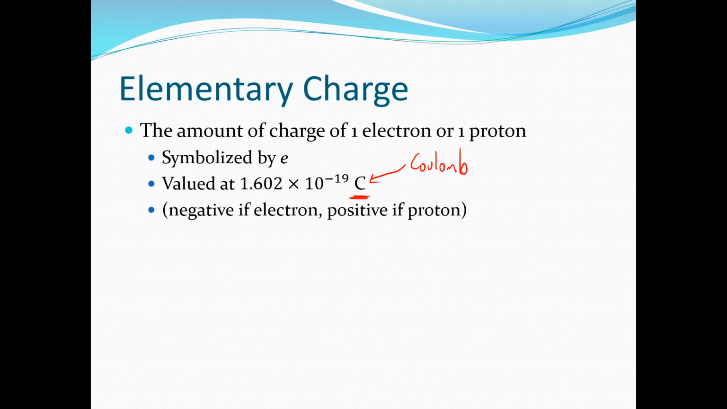The charge that one electron or one proton has, we call a unit of elementary charge, and we symbolize that with a little e, not to be confused with the mathematical little e, the natural exponential. The value of one elementary charge is 1.602 times 10 to the negative 19 coulombs. It's a very, very tiny amount of charge.